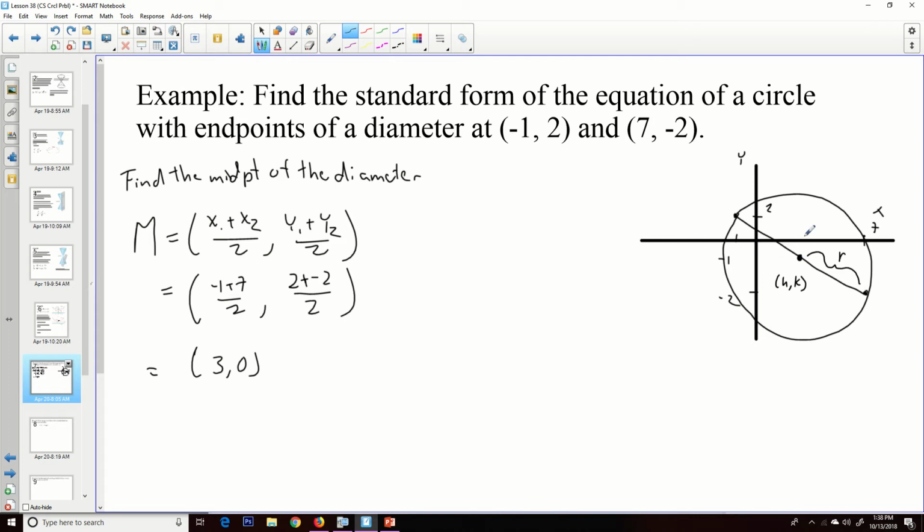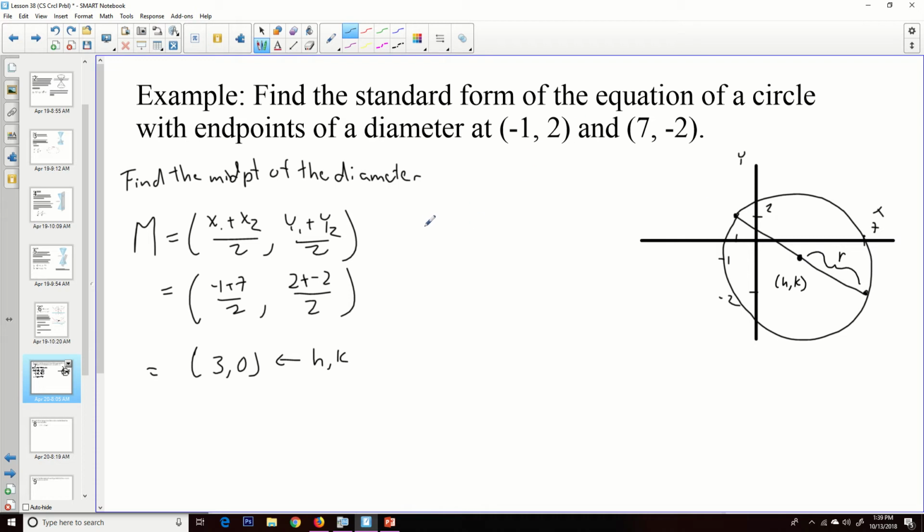And so this really would be up there if I had drawn a little bit more accurately. And yeah, so that's what I would have. And so there's my center. So this is my (h, k), which makes that part easy. And I need to find out what r is. Okay, well, I can find the distance from the center to either one of the endpoints. It doesn't matter which one I choose, so I'm just going to choose this one right here.